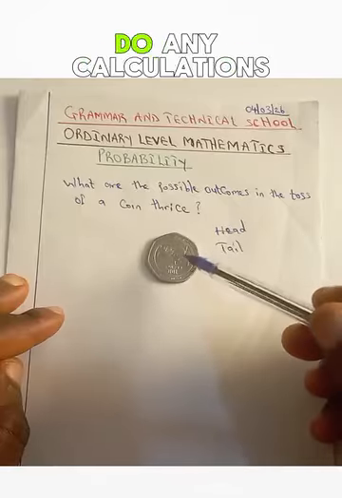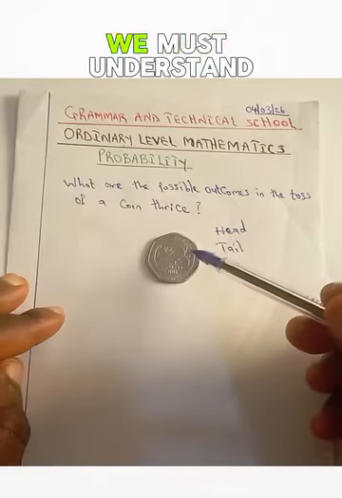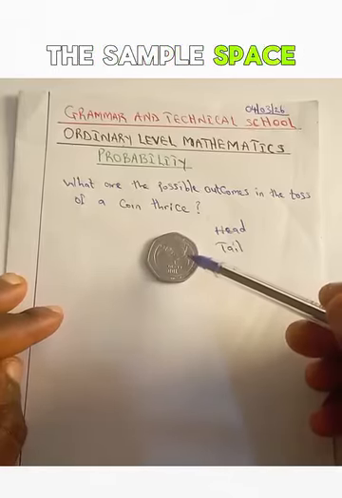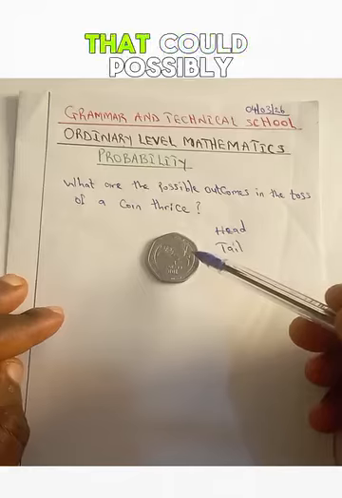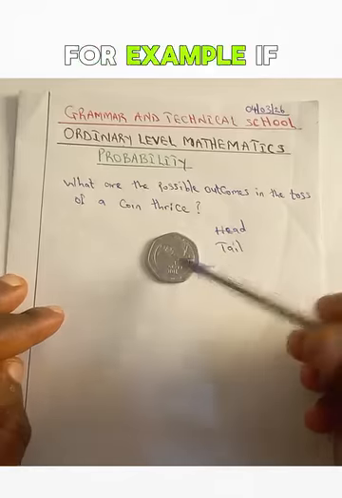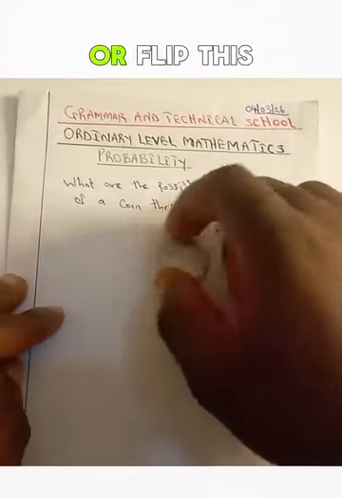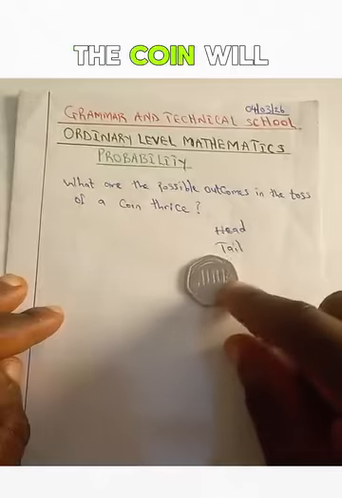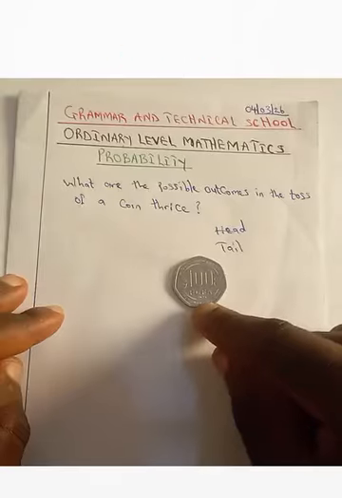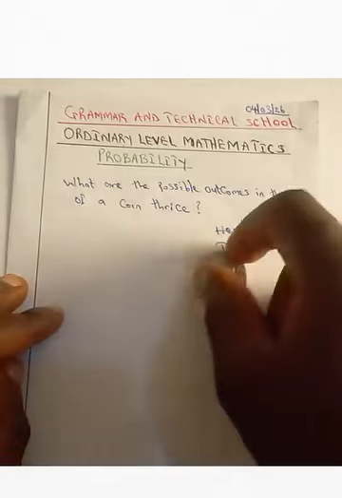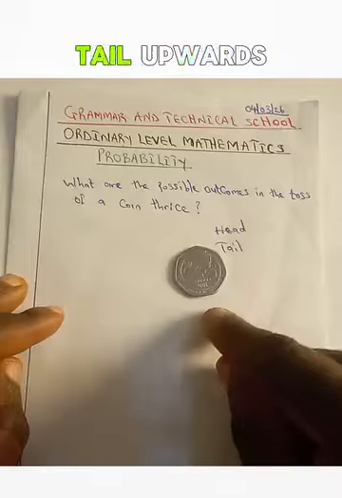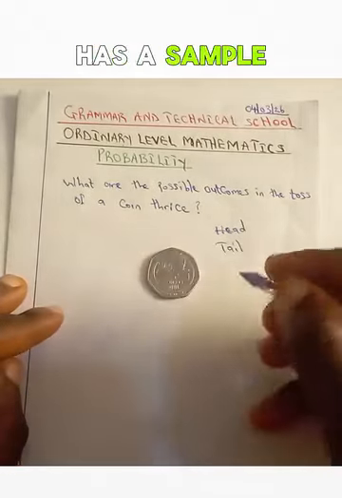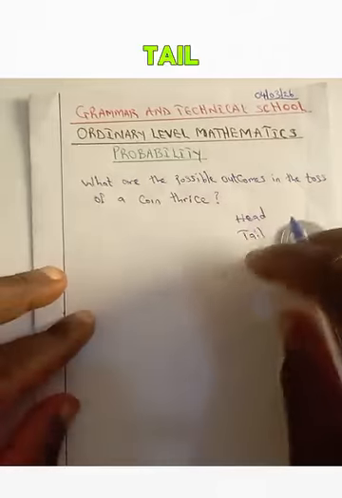And so to be able to do any calculations on probability, we must understand what we call the sample space. The sample space is simply every single thing that could possibly happen. For example, if I was to toss this coin or flip this coin into the air, I would have one of two things happen. The coin will end up landing like this with a head upwards, giving me a head, or the coin will land like this with a tail upwards, giving me a tail. So a coin has a sample space of a head and a tail.